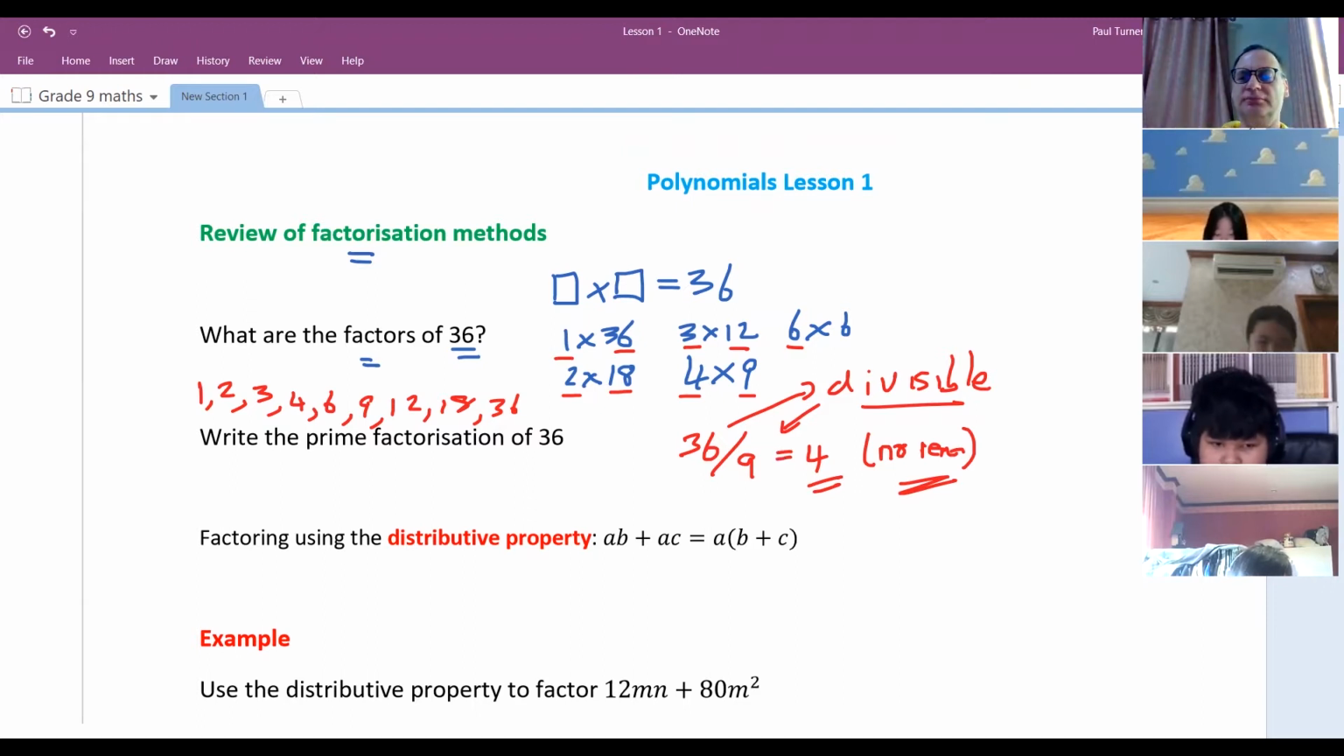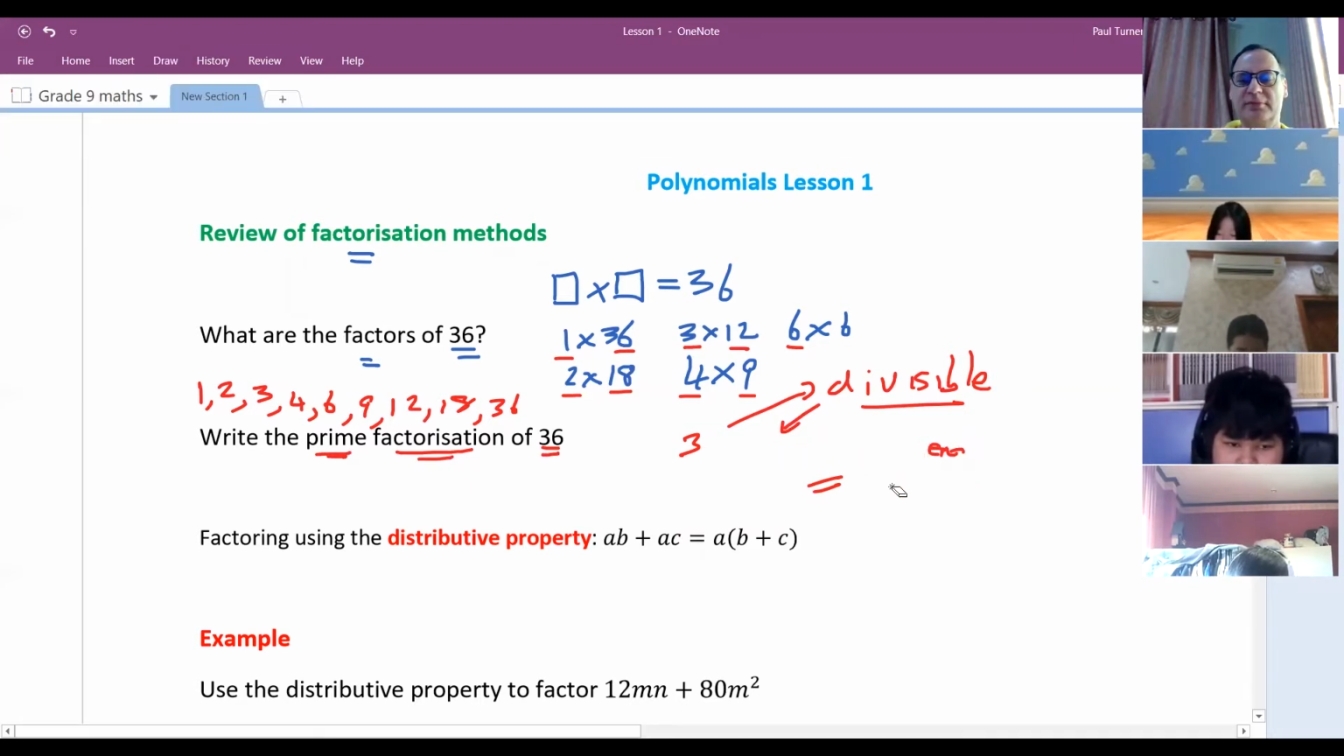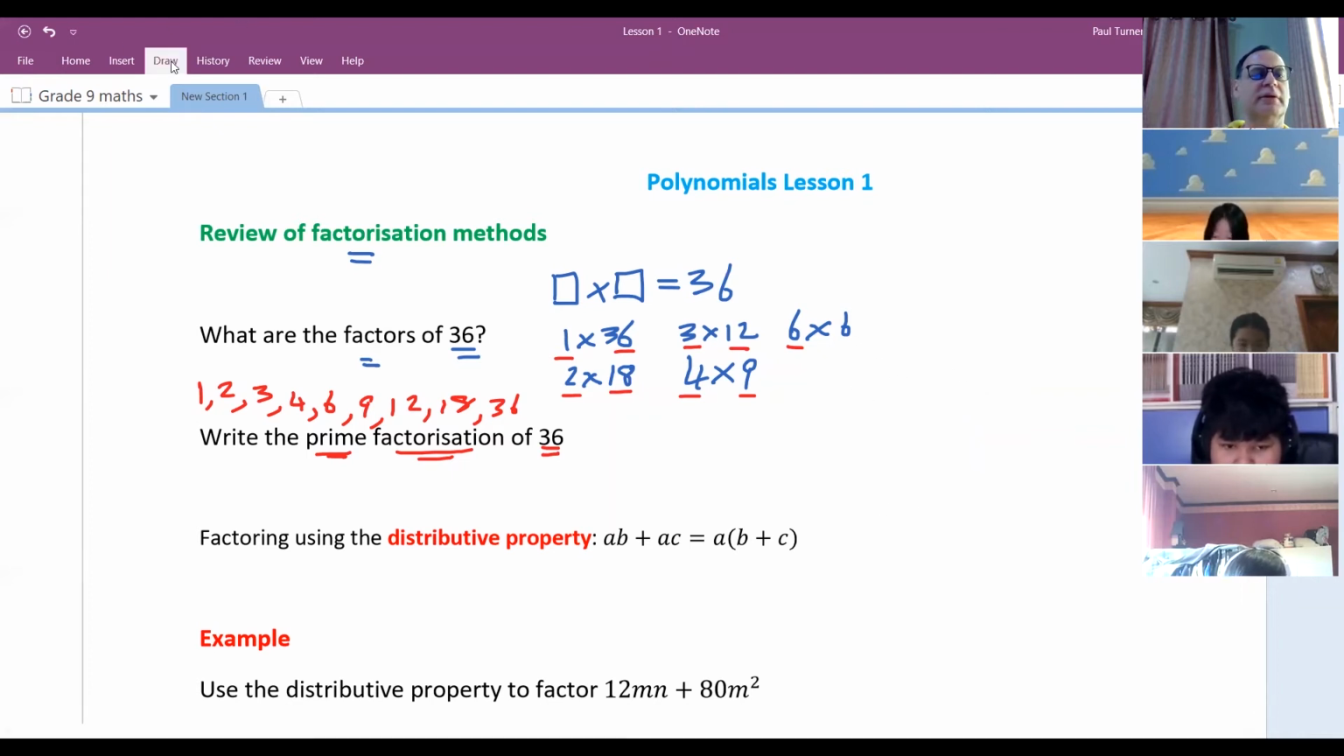Okay, so those are factors. So what if I said, what is the prime factorization of 36? Okay, so what I should do here is erase this part so I have space. Back to draw. Okay, so do you remember making a factor tree? When you have 36 and we break 36 down into their factors.